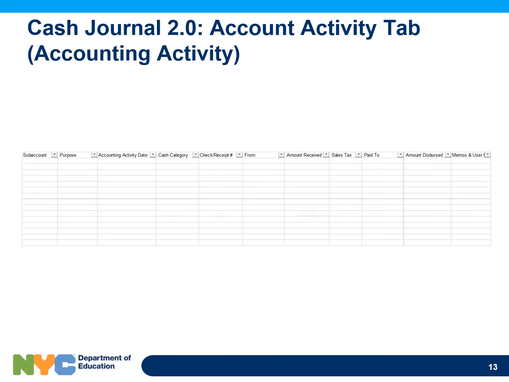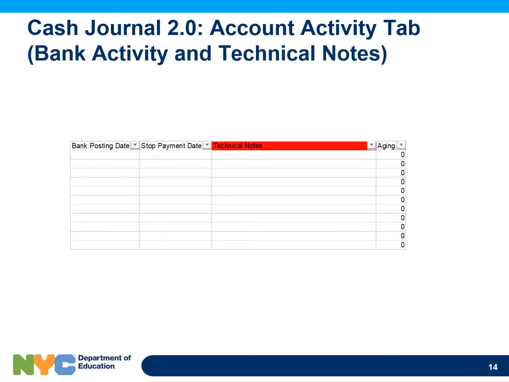The Memos and User Notes column, this is optional and is for the benefit of the bookkeeper, for future reference of the transaction. The Bank Posting Date column, here you will enter the date the transaction appears on the bank statement. The Stop Payment Date column, here you will enter the stop payment date only if a check has been confirmed to be stopped by DOE Banking.